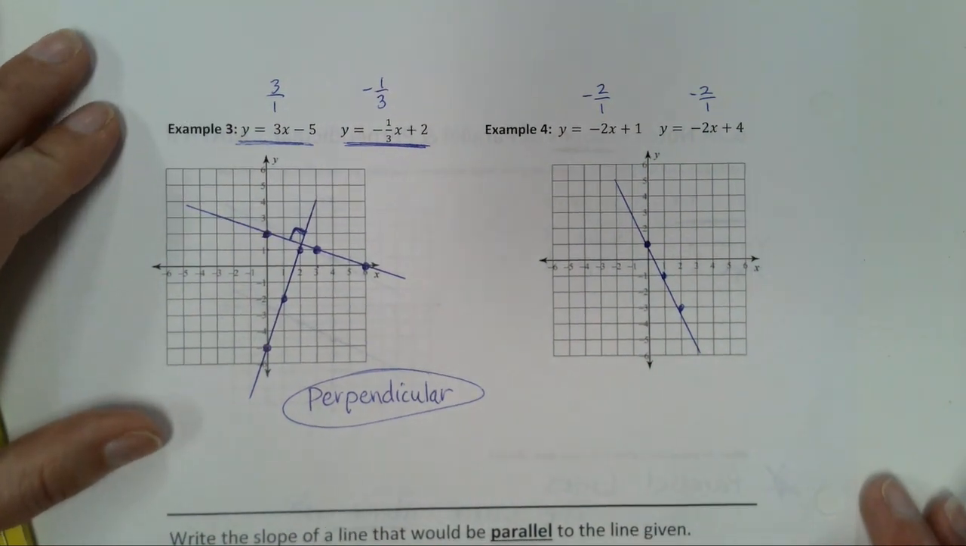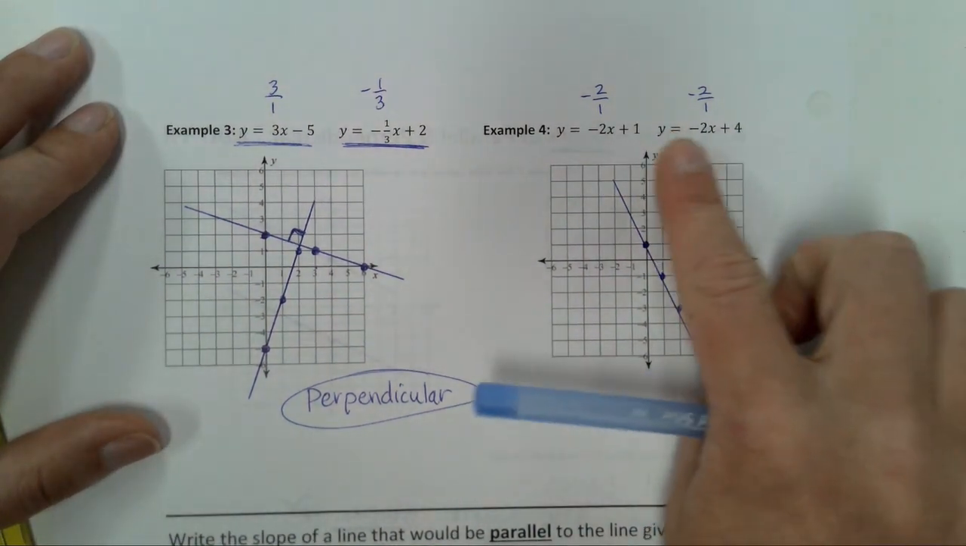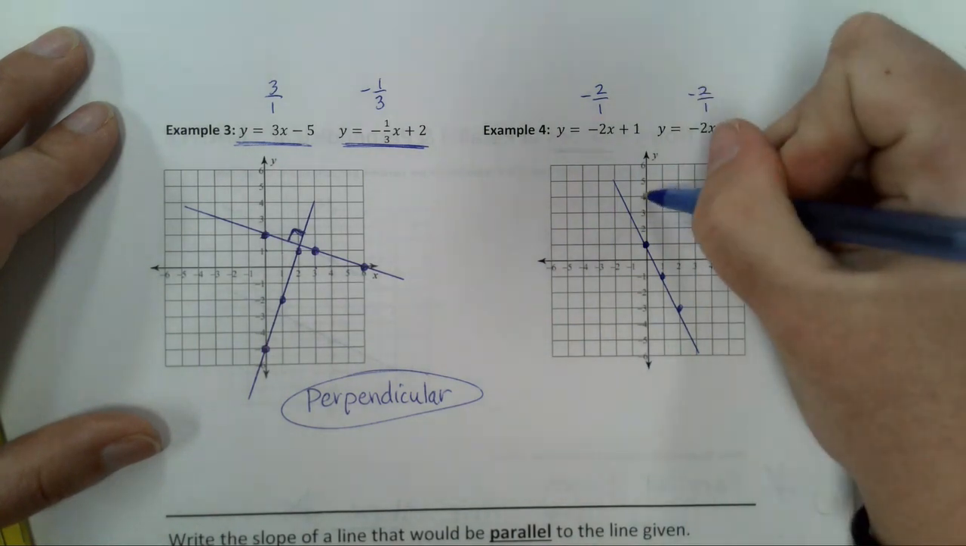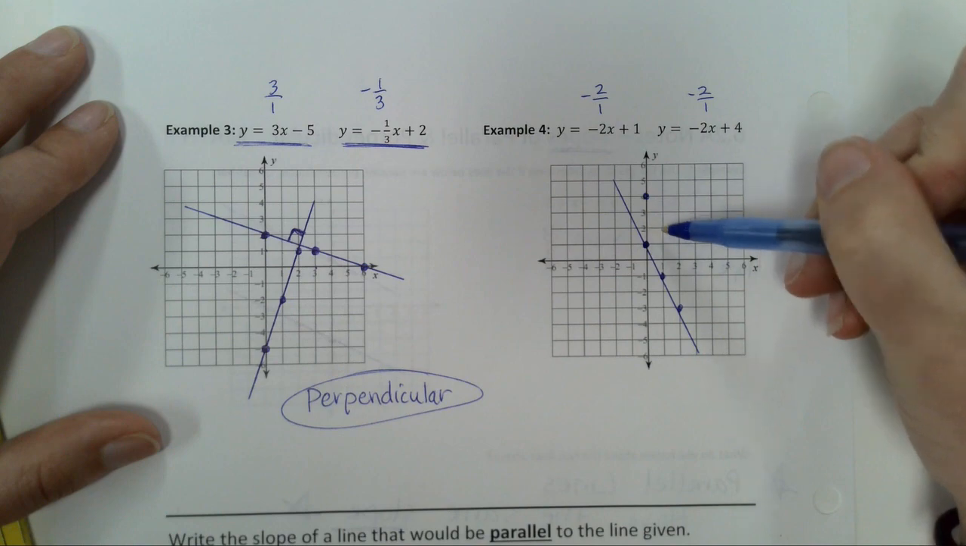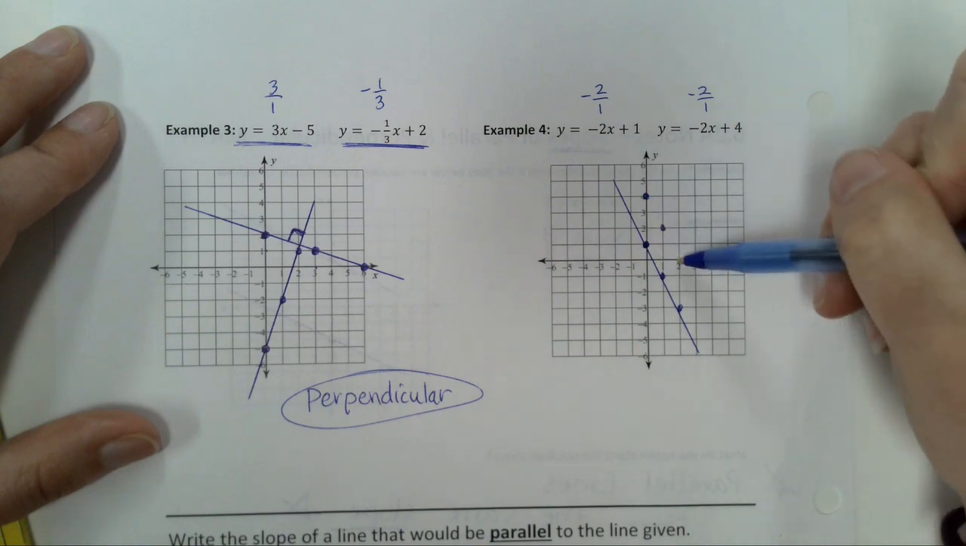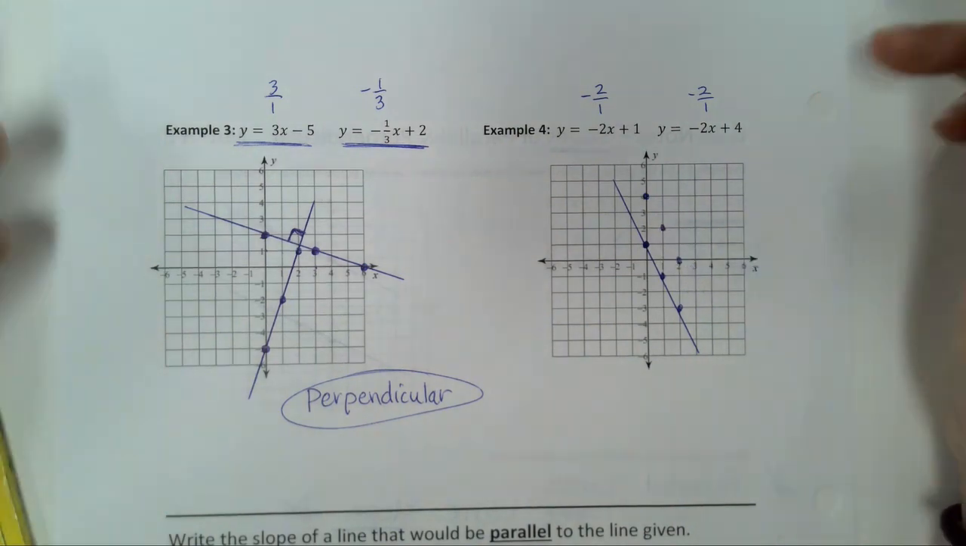For my second line, what's my y-intercept? 4. Again, negative 2, run 1. Down 2, run 1. Down 2. Oh, I don't need to go again.